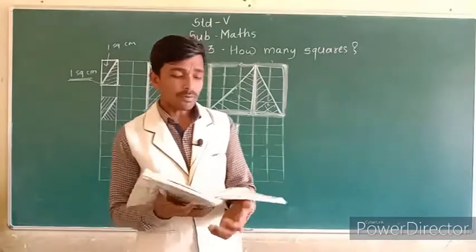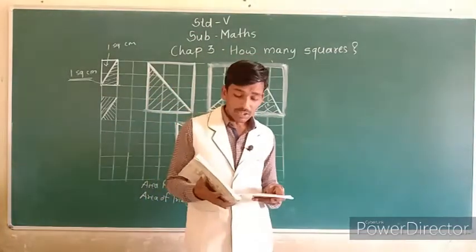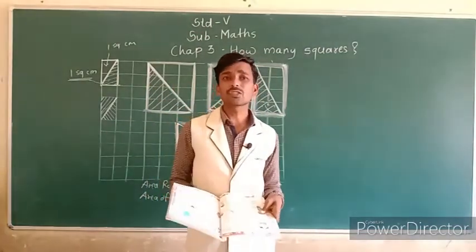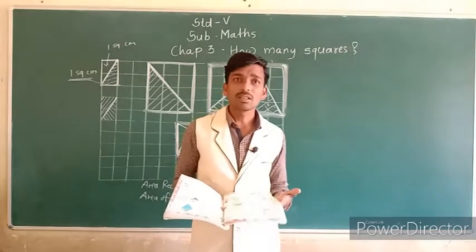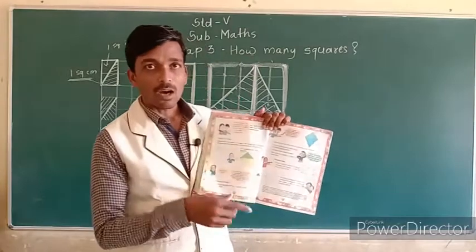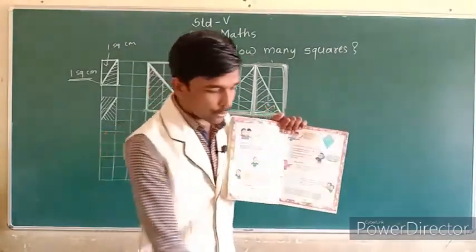And what is the area of that shape? That is 10 square centimeter. Why is that 10 square centimeter? So see, observe that shape. Okay, I will show you.